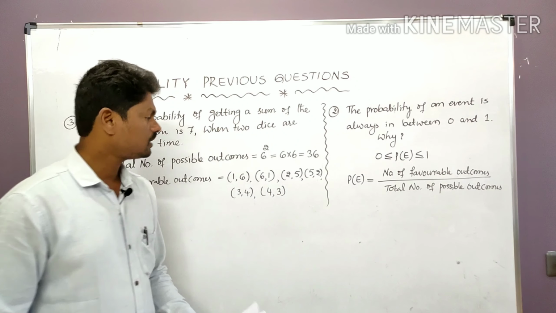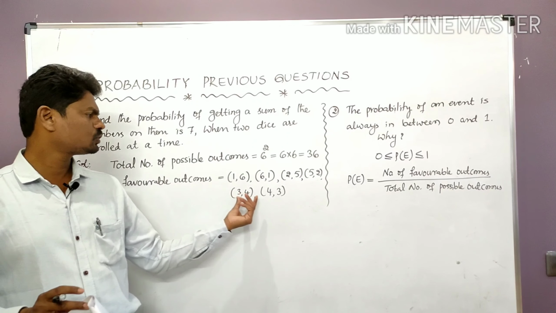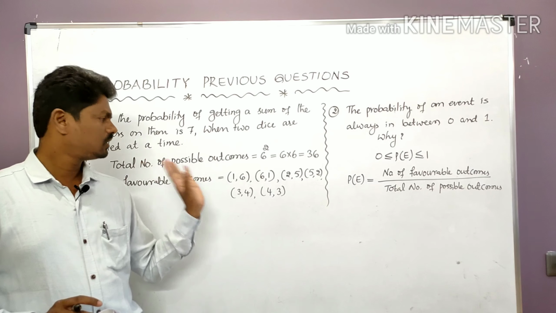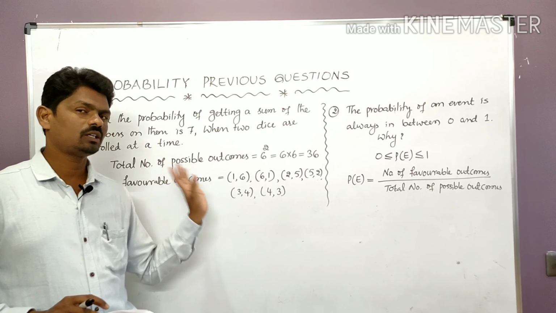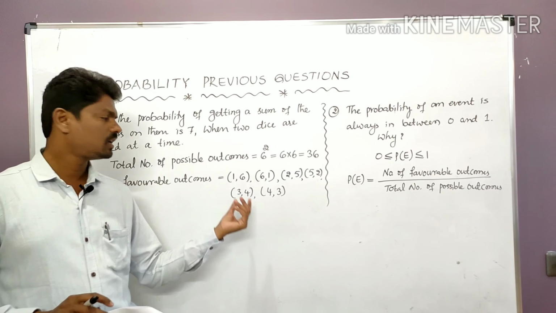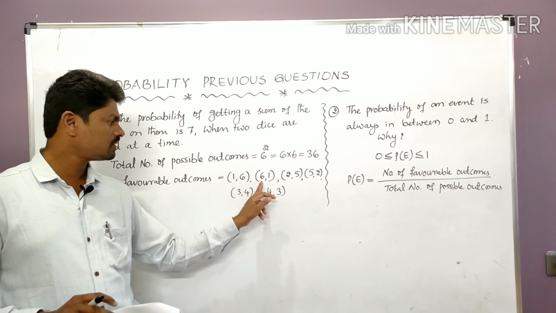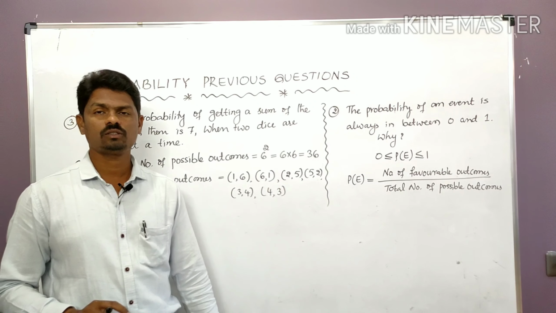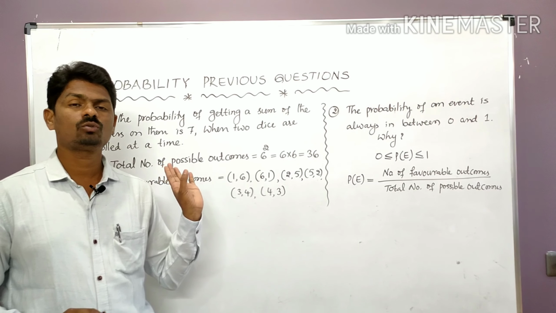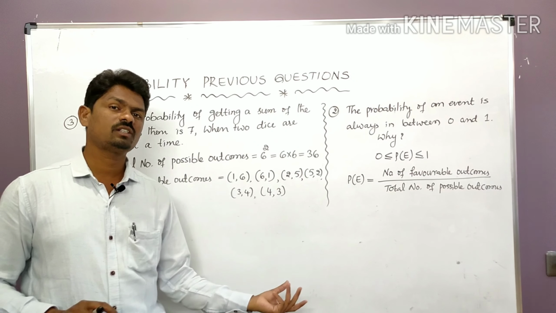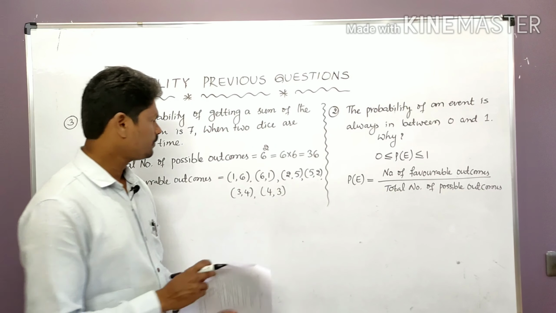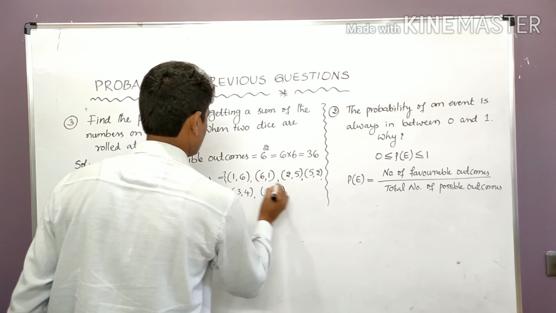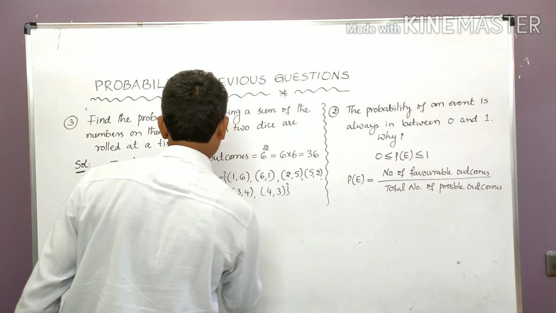So is there any other possibility? The sum of the two numbers must be equal to 7. So these are the possibilities to get the sum of the numbers on two dice is 7. 1 plus 6 is 7, 6 plus 1 is 7, 2 plus 5 and 5 plus 2, 3 plus 4 and 4 plus 3. Only these are the possibilities. So totally how many are there? 1, 2, 3, 4, 5, 6. So these are the set of possible outcomes.